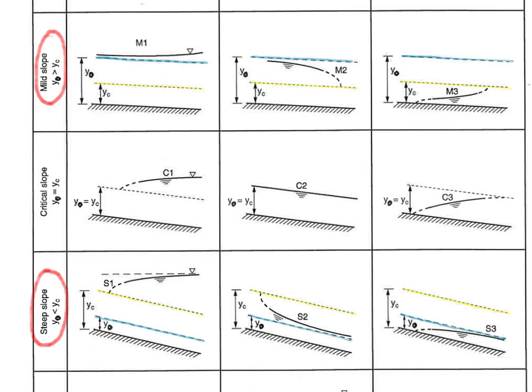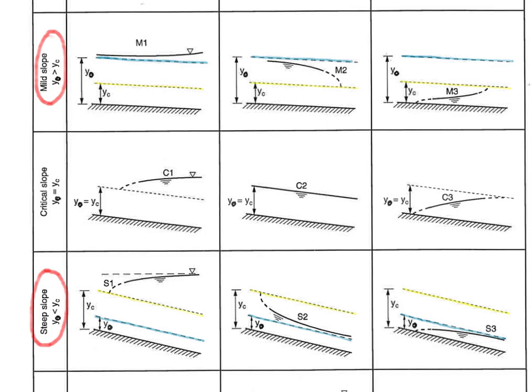So what about a mild slope? Well, it's defined as a slope for which the critical depth, the yellow line, is less than the normal depth, shown as the blue line. Conversely, a steep slope is one in which the critical depth, the yellow line, is above the normal depth, shown as the blue line.